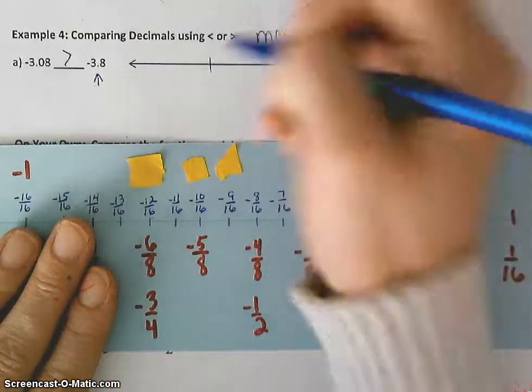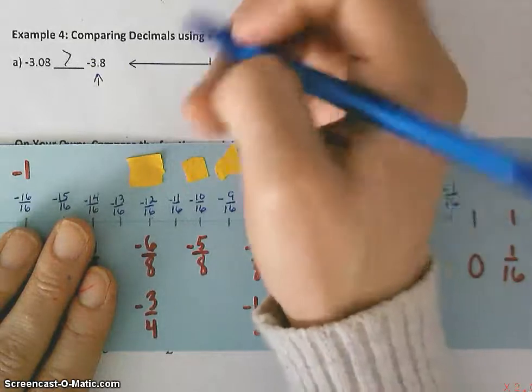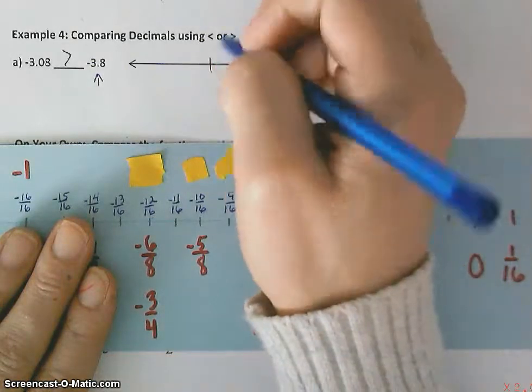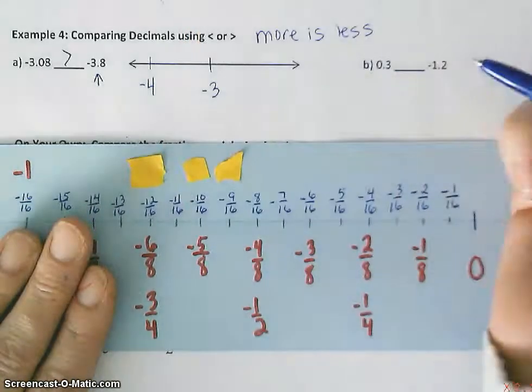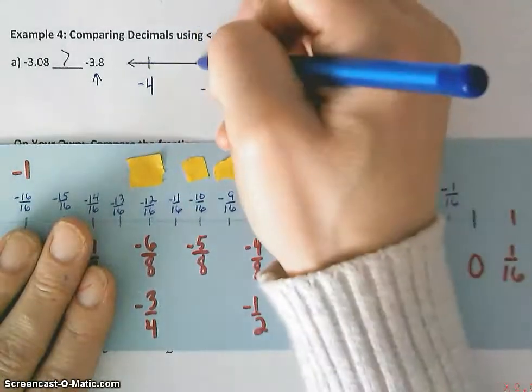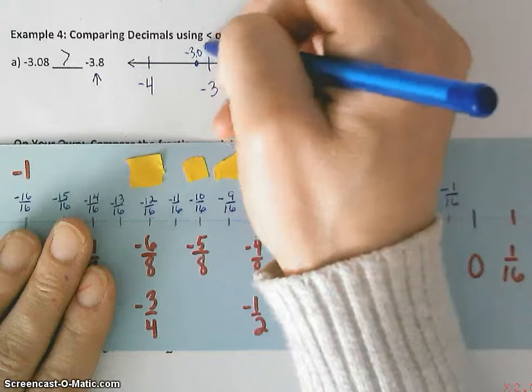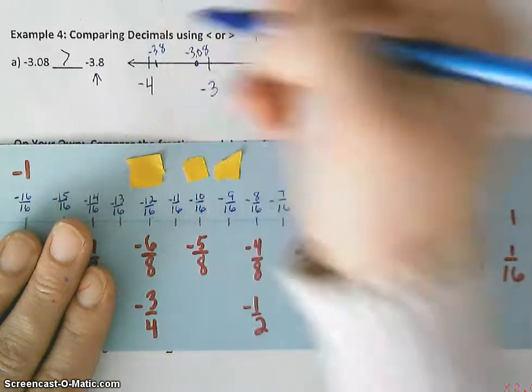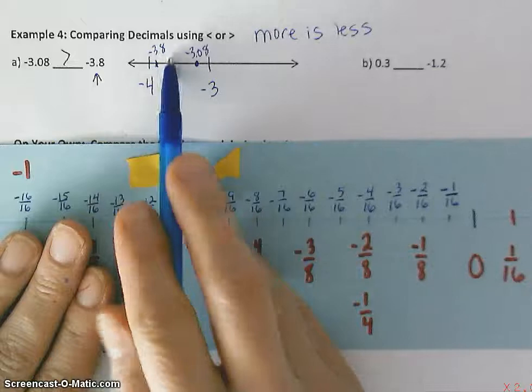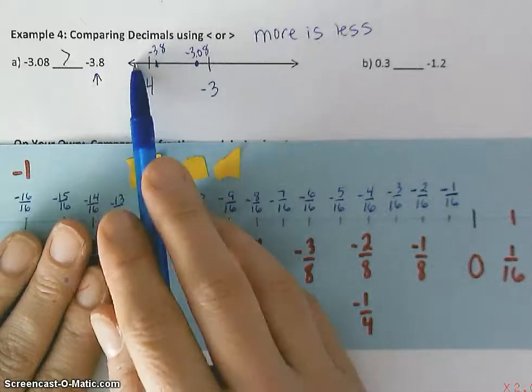If I were to have some type of graph here, and I would have, let's say, -3 and -4, -3.8 would be here, -3.08 would be here. -3.8 would be closer to -4. So that means that this one is smaller.